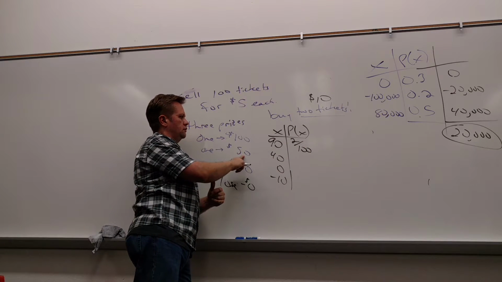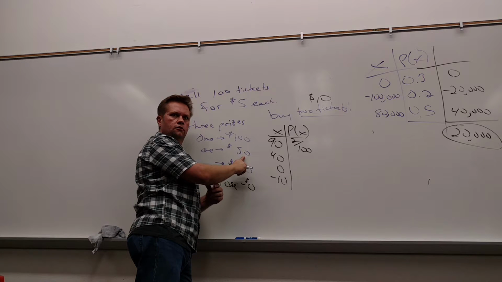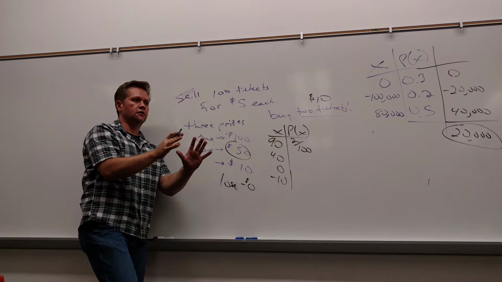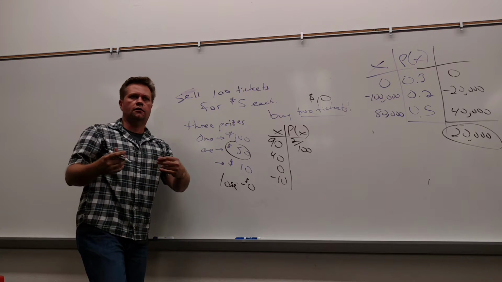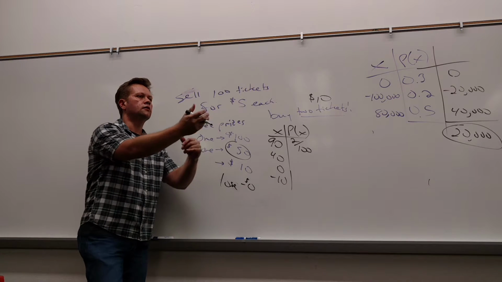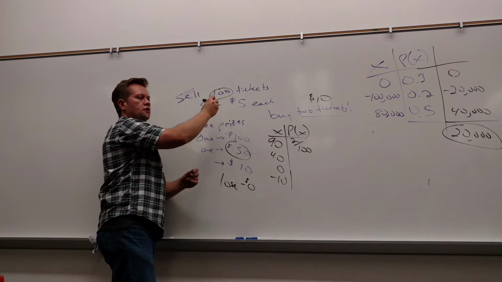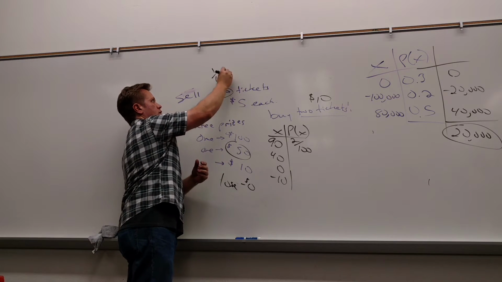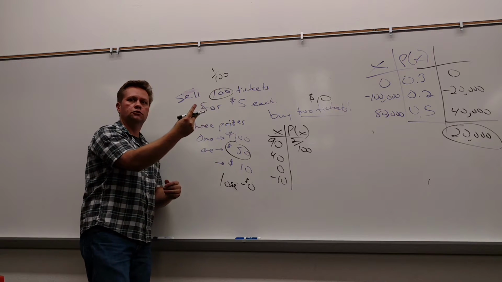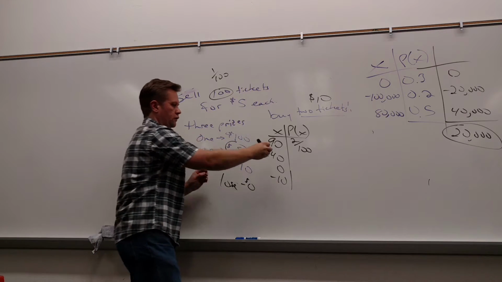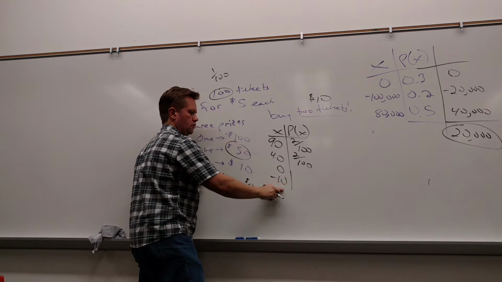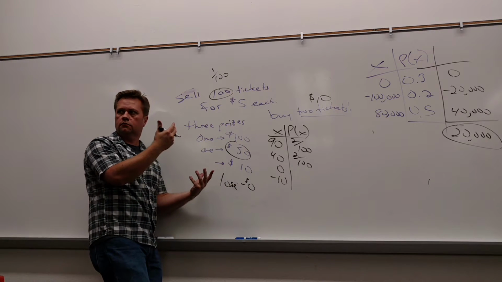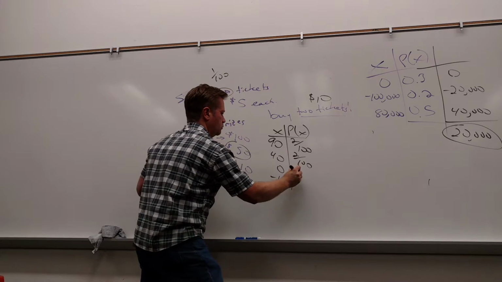And what's the chance I win this one, the $50? The probability of any ticket winning $50 is 1 out of 100. I've got 2 of those tickets, so it's 2 out of 100 again. And here again, when I break even, it's 2 out of 100, because there's 1 ticket for that.